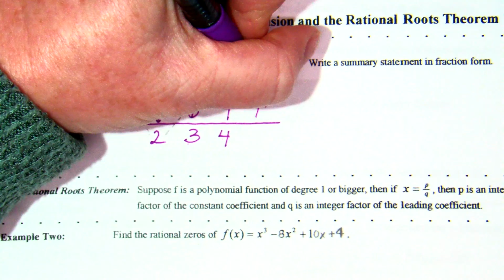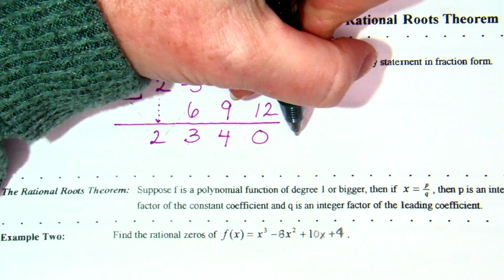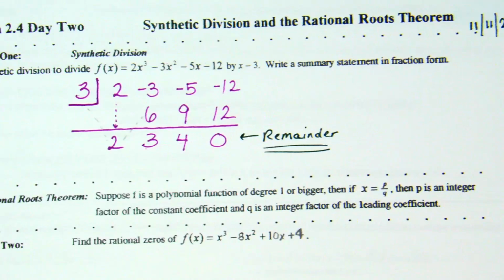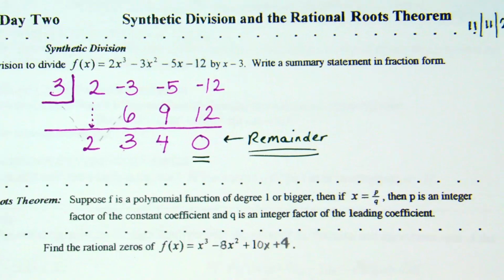What does that 0 represent? That is my remainder. That last value there is always your remainder. It doesn't have to necessarily be a 0, but it's always your remainder. That last number is always your remainder. The other numbers represent your answer.